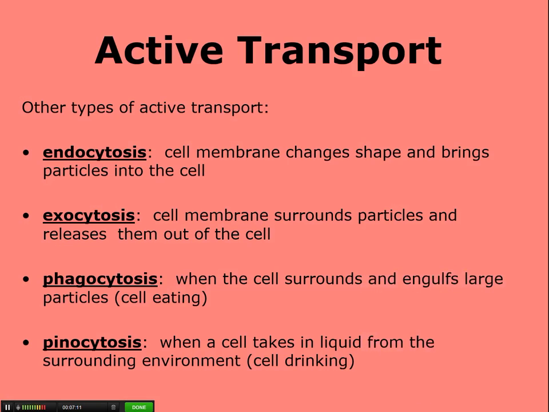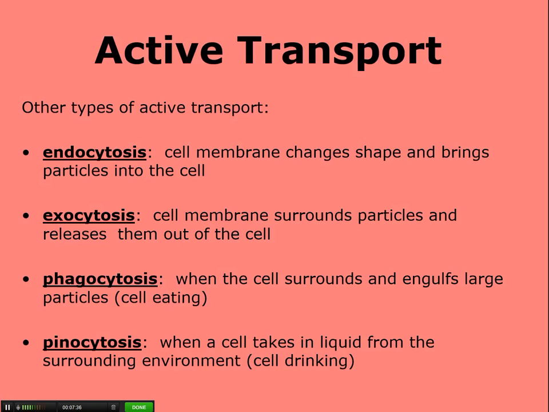There's a couple other types of active transport. These are most common in unicellular organisms as a mode of getting materials or food in and getting materials or waste out. Endocytosis is when a membrane changes shape to bring particles into the cell, and exocytosis, sounds like exit, is moving particles out of the cell.